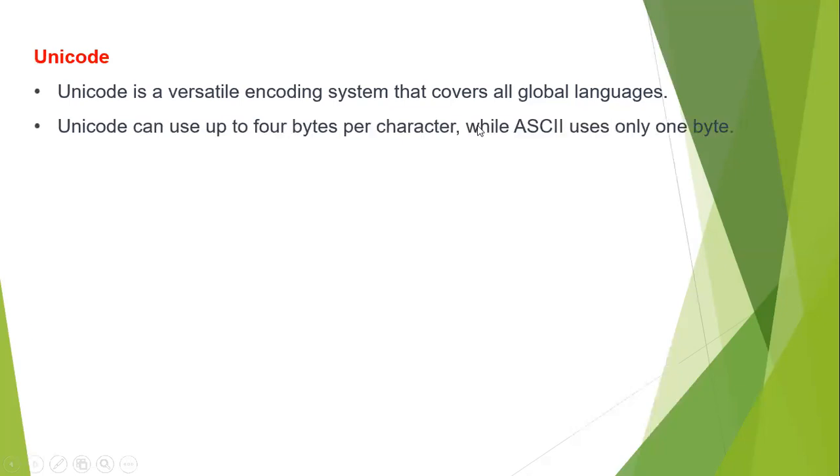Unicode can use up to 4 bytes per character, while ASCII uses only 1 byte. Now here you can see ASCII could support only 7-bit, meaning only 128 characters. Later on, they introduced extended ASCII. It was 8-bit and can represent 256 characters, but this was insufficient.